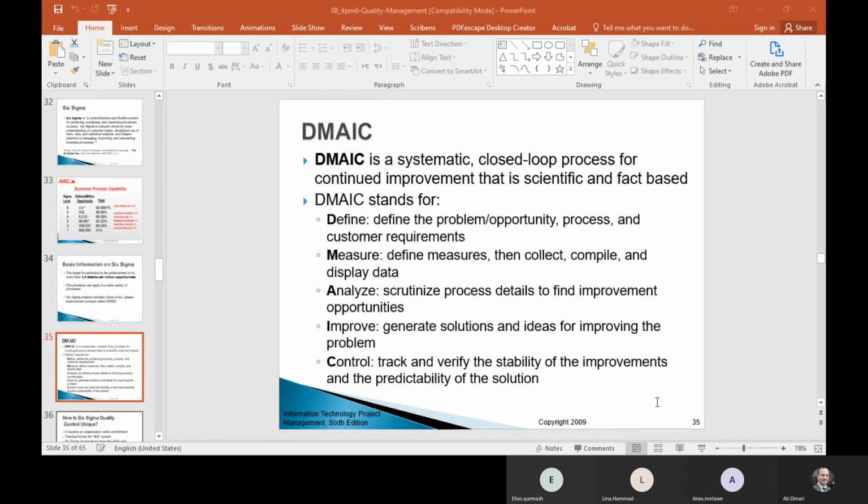So just to reiterate, Six Sigma, a quality control method, uses a principle, DMAIC, which stands for define, measure, analyze, improve, and control. We'll stop at this point.